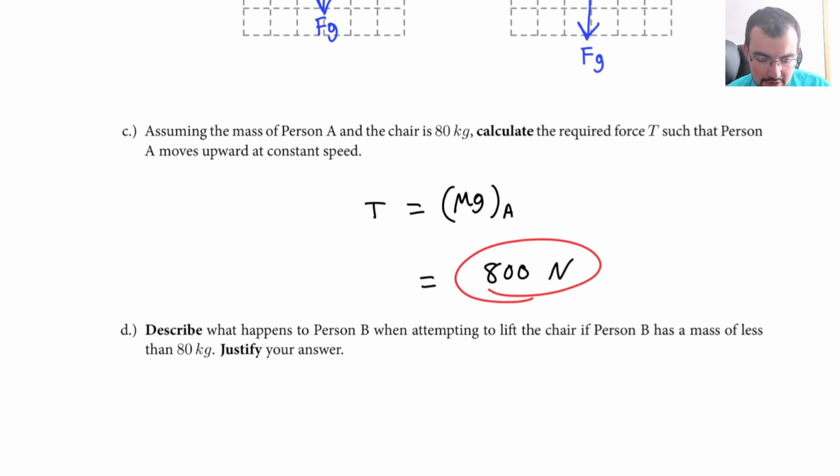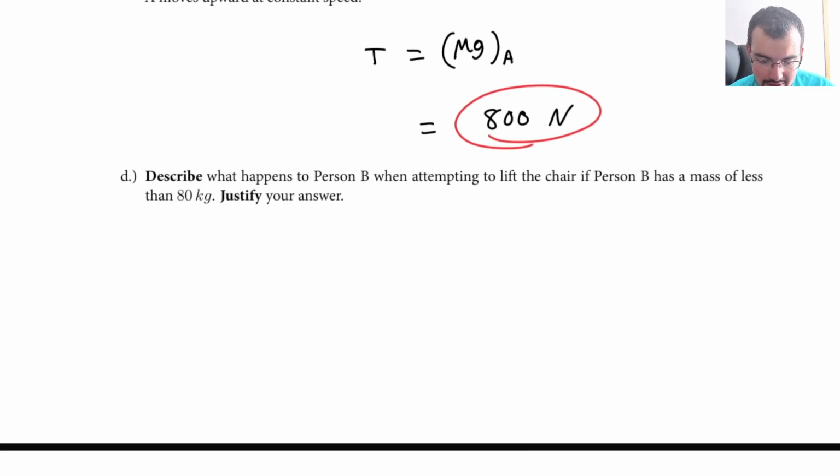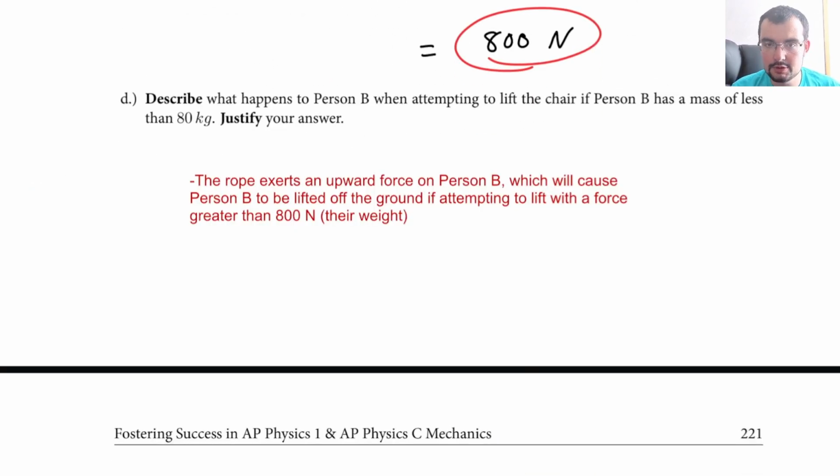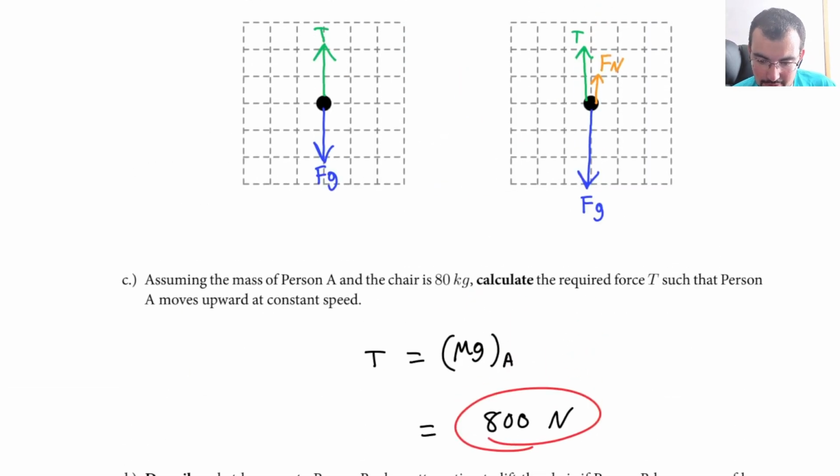What happens to person B if they lift the chair, but person B has a mass of less than 80 kilograms? Justify your answer. So if we see what's going to happen, if person B is very light, they would actually be pulling upwards. They'd have to generate more upwards force than their weight to pull that person. So the tension force on them would actually be greater than their weight. So they lose contact with the ground. If you try to pull them, you're going to actually start getting lifted off the ground because you've pulled down with a greater force than your own weight. So Newton's third law says that that tension force, equal and opposite, would be bigger.